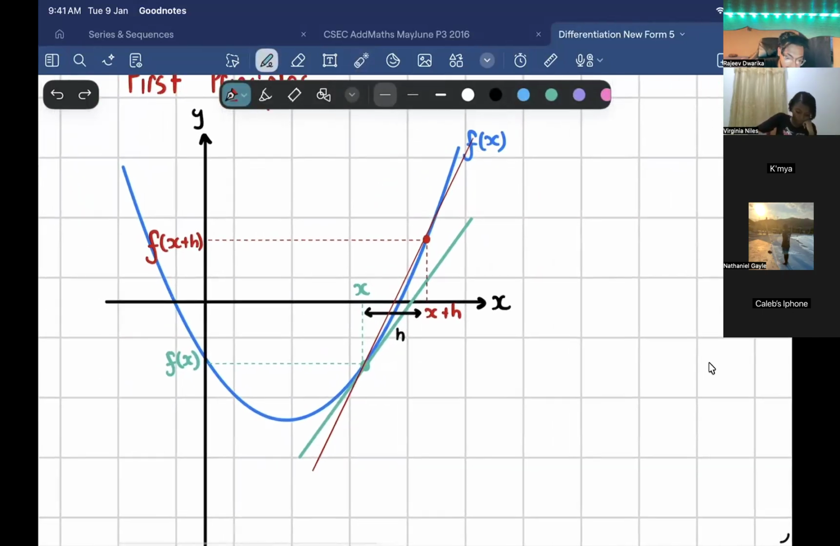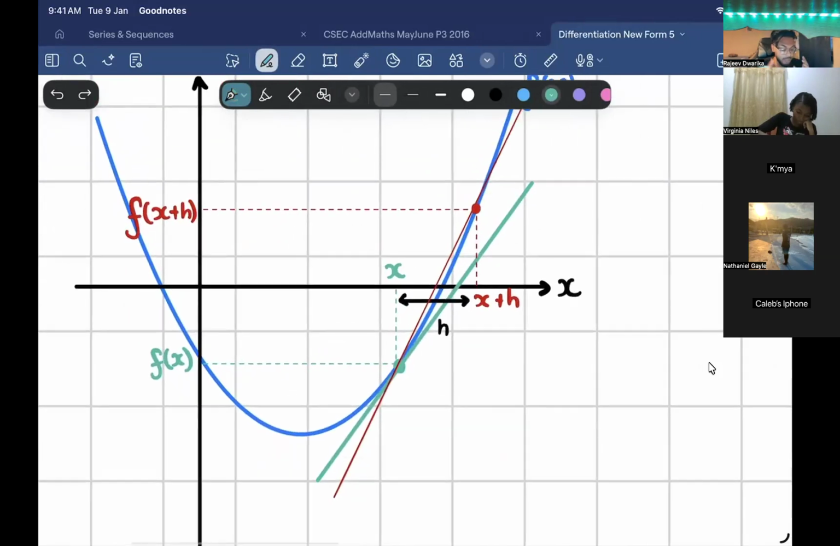So this brings me to first principles, which you would have seen in school. What would I write this point as? Somebody tell me what this point will be. f of x.